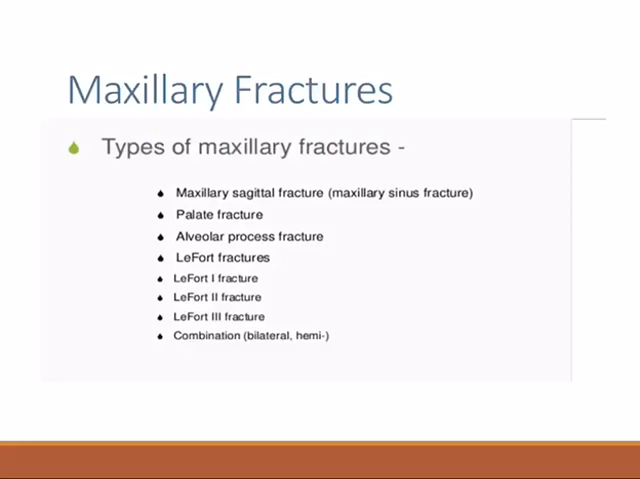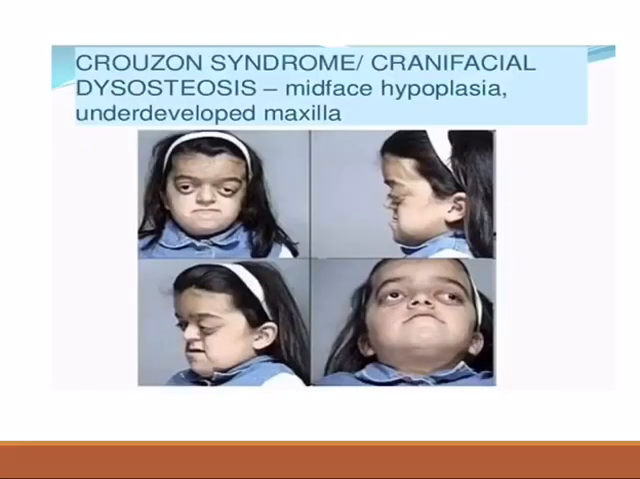Maxillary fractures. Types of maxillary fractures are maxillary sagittal fracture, palate fracture, alveolar process fracture, Le Fort fractures: Le Fort 1, Le Fort 2 and Le Fort 3 fracture, and combination. Crouzon syndrome. It is one of the syndromes that is related to maxilla. It is caused by underdevelopment of maxilla. And we can see the diagram for better understanding.